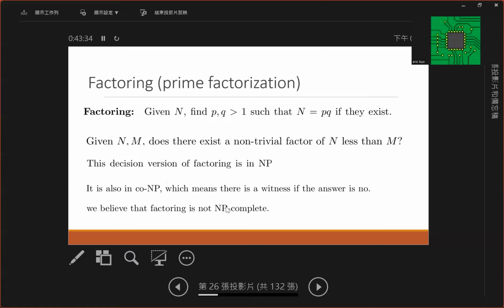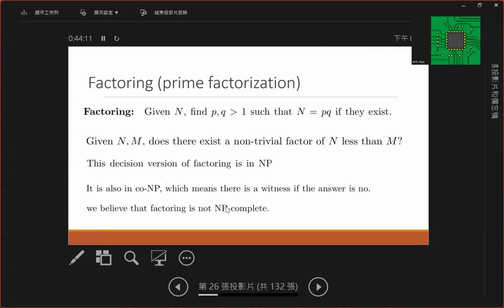So let's call it SAT, the satisfiability problem. The problem is that I give you a Boolean function, and you want to tell me whether there exists x such that the output is 1. Obviously this problem is in NP, because if the answer is yes, you just give me x. That's the certificate. But whether this problem is in co-NP, we don't know.